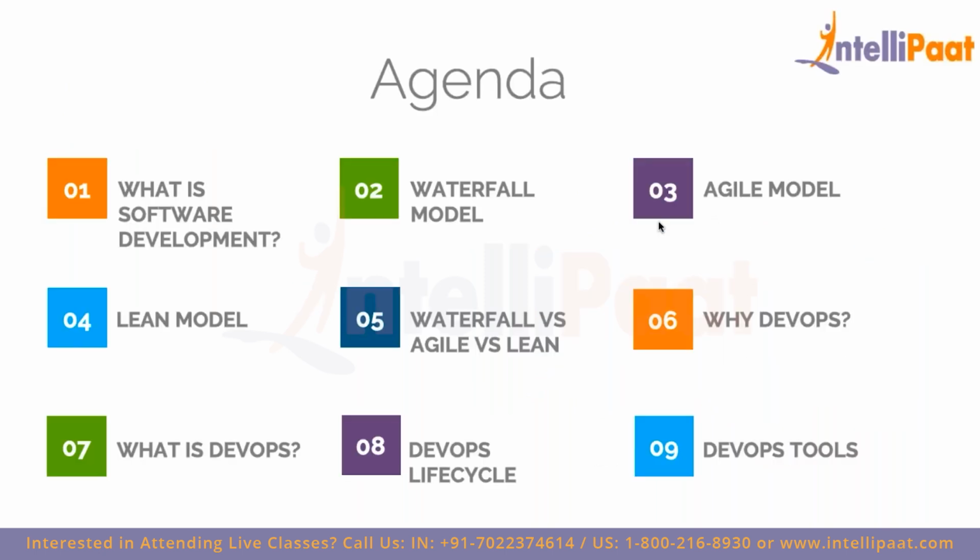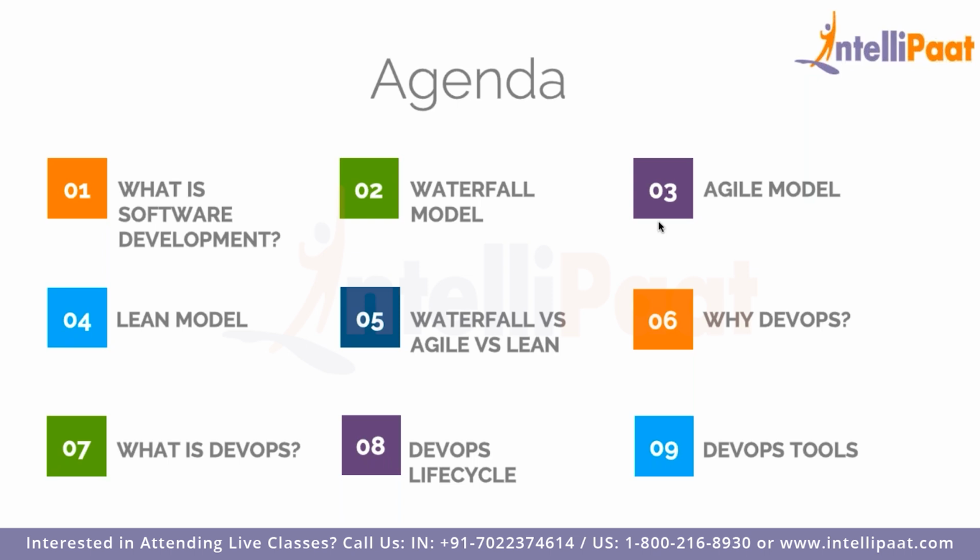So, guys, we are first going to understand what software development is, because only if we understand software development will it make sense for us to understand DevOps. We'll understand three different methodologies using which software is developed: waterfall, agile, and the lean methodology. These three are the most famous software development methodologies throughout time.